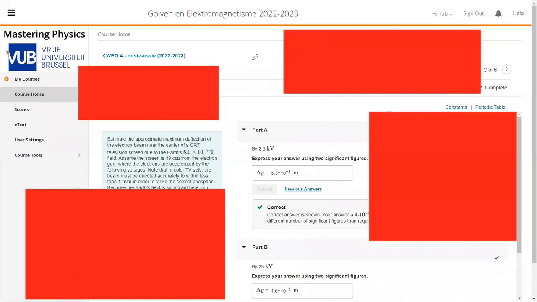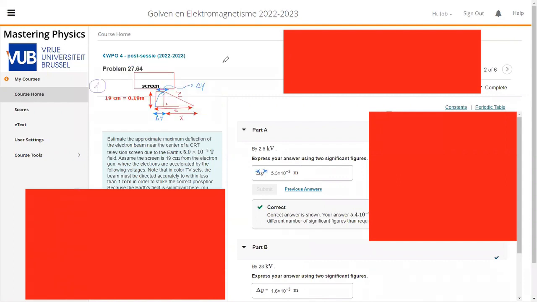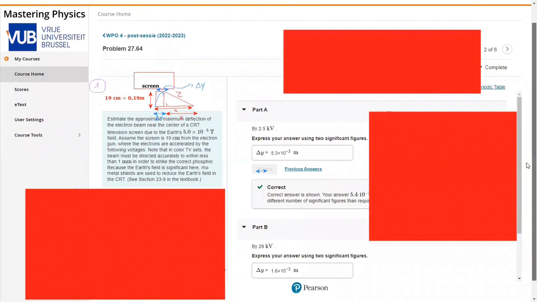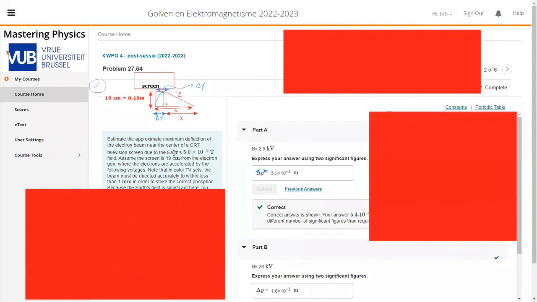Okay, so here we go. Here is the second exercise, and let's get into it. First of all, you have to visualize the situation. I don't know if you can read this text here.